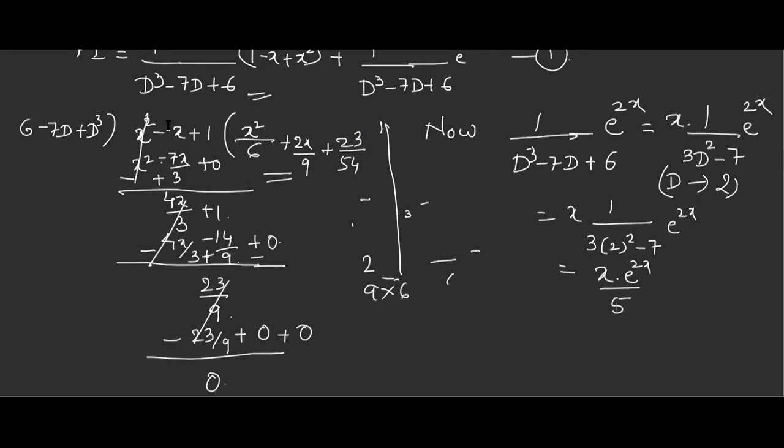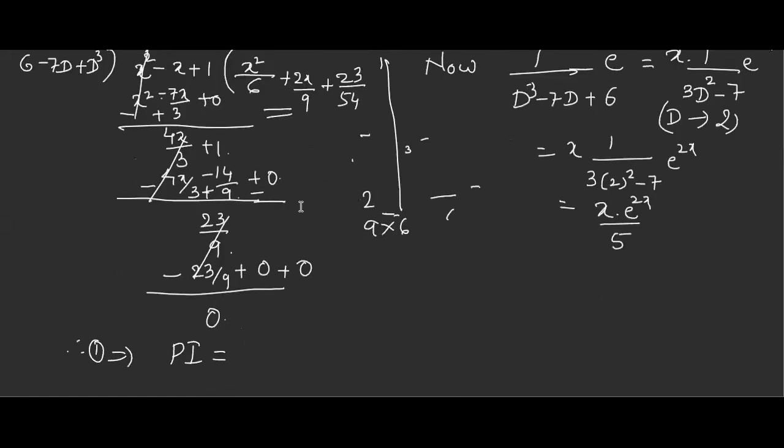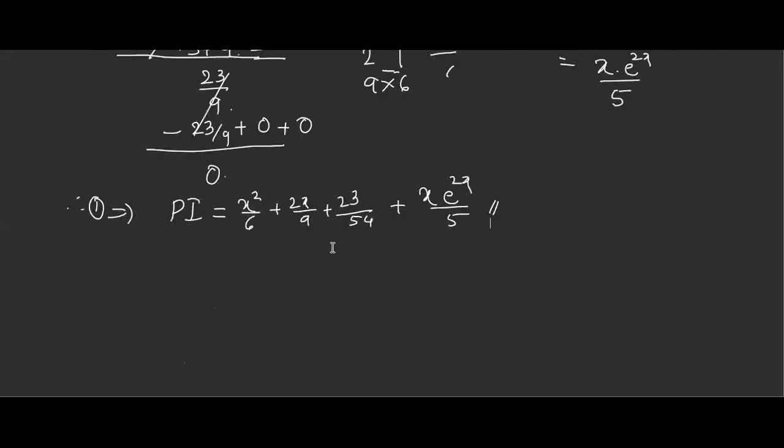So altogether, write down. Therefore, equation 1 becomes PI is equal to, what is the value of the first term? This quotient you have got: x square by 6 plus 2x by 9 plus 23 by 54. Correct? And what is the value of the second term? x e raised to 2x divided by 5. After this, one step remains. What is that? GS is equal to CF plus PI.